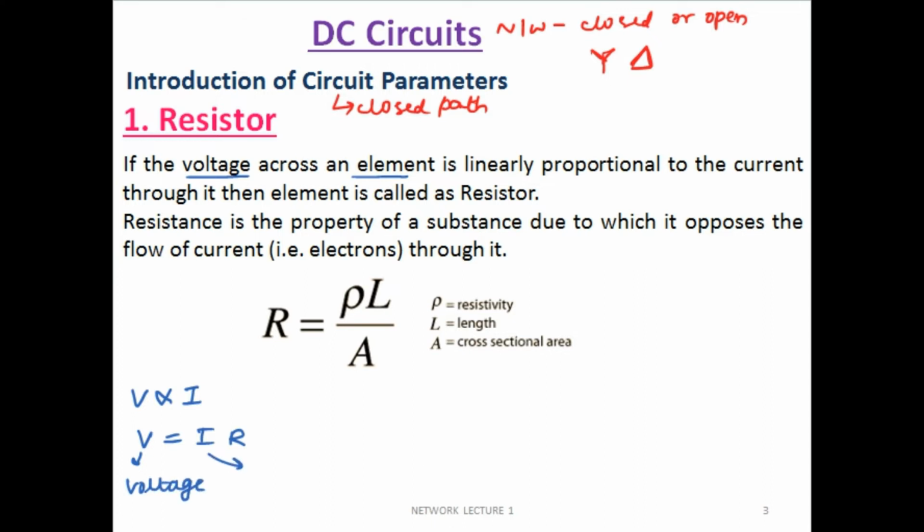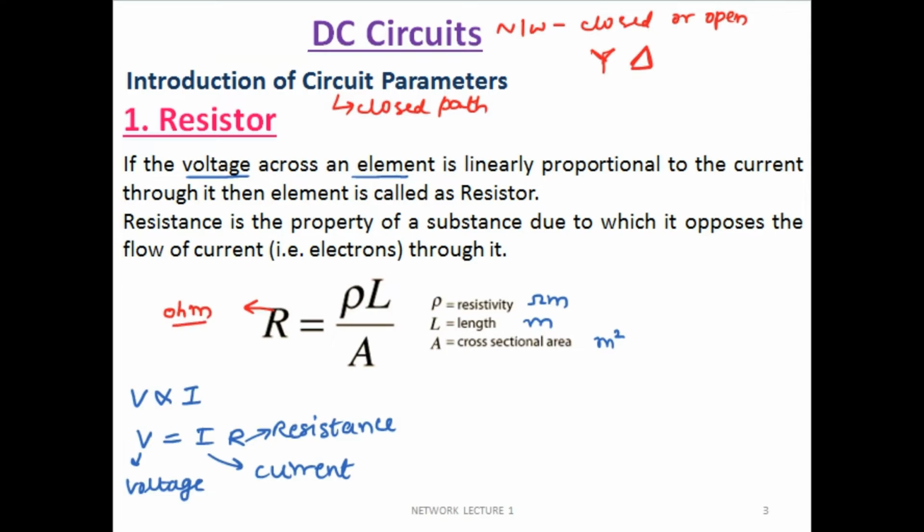V is the voltage across the resistor, I is the current and R is the resistance. This resistance is given by the formula R is equal to rho L by A, where rho is the resistivity, whose unit is ohm meter, L is the length in meters, and A is the cross-sectional area, whose unit is meter square. By substituting all these units, we get the resistance in ohm. So the unit of resistance is ohm.